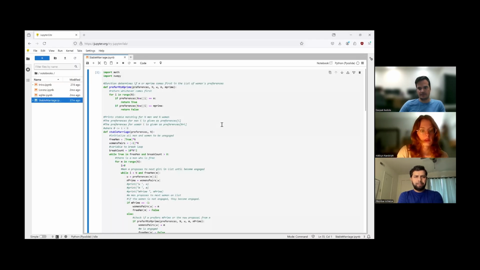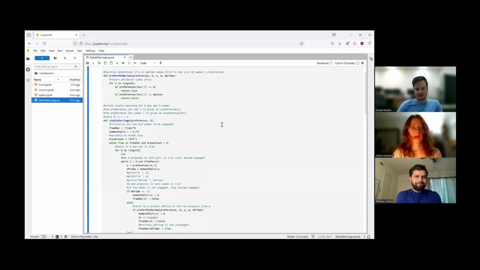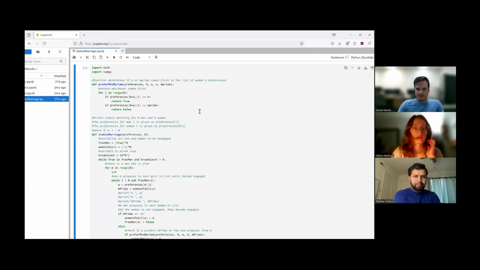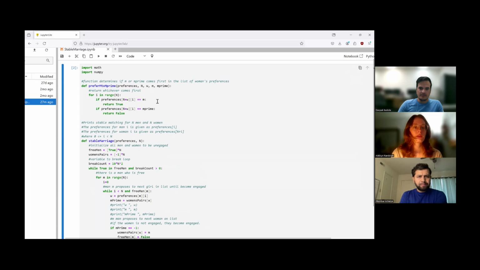Okay, are we able to see the Python code? Yes, perfect. Okay, so here is my Python code, this is based on the pseudocode.